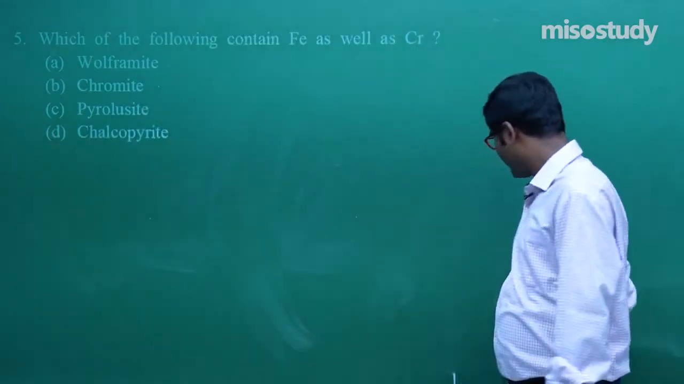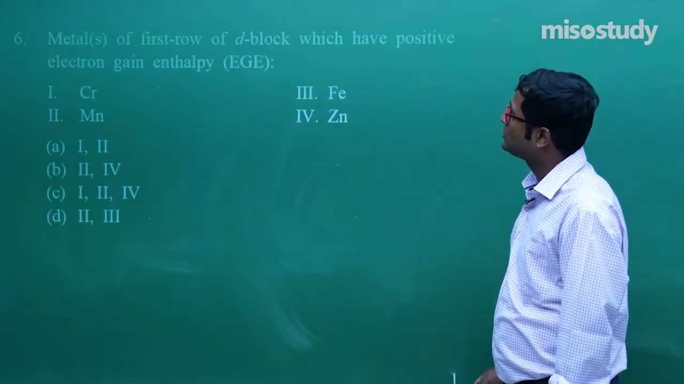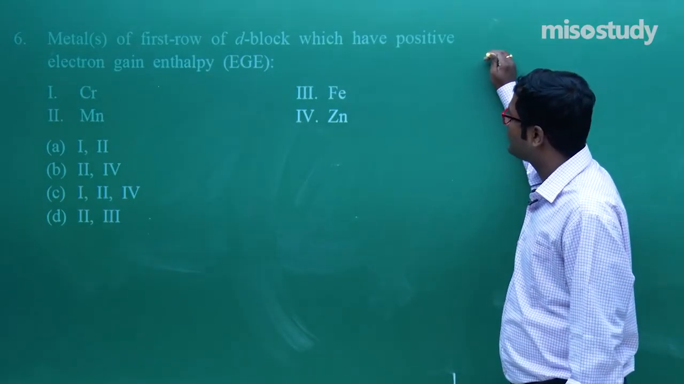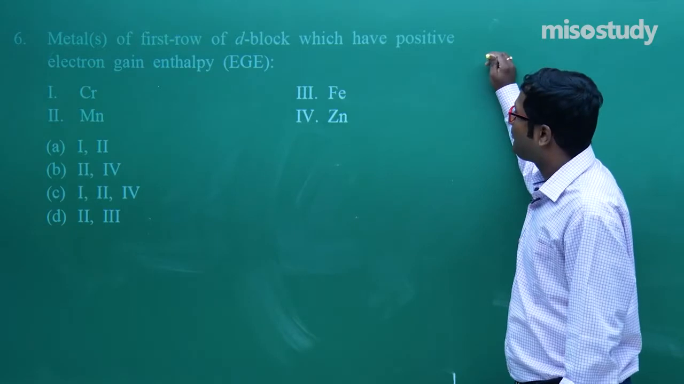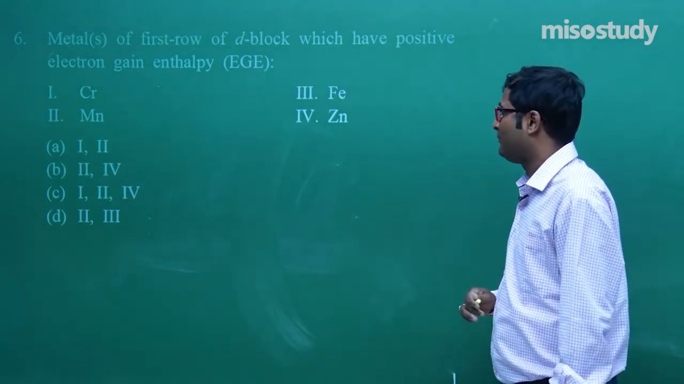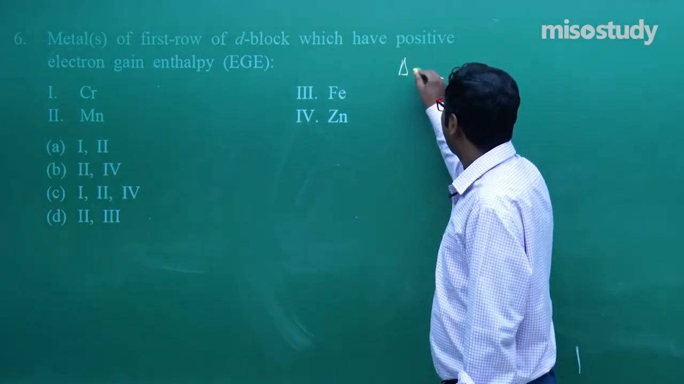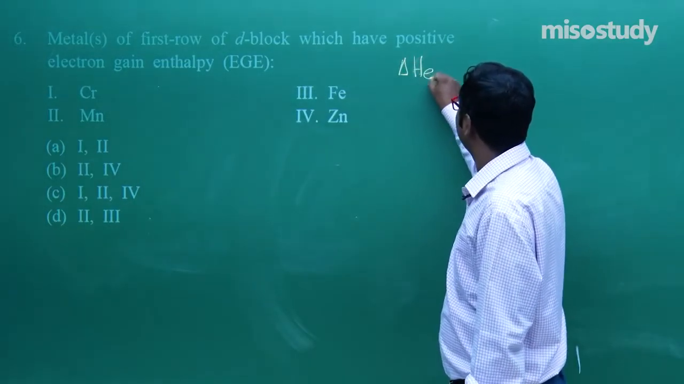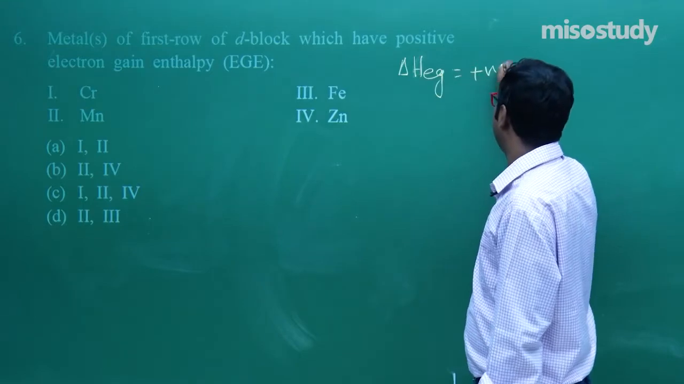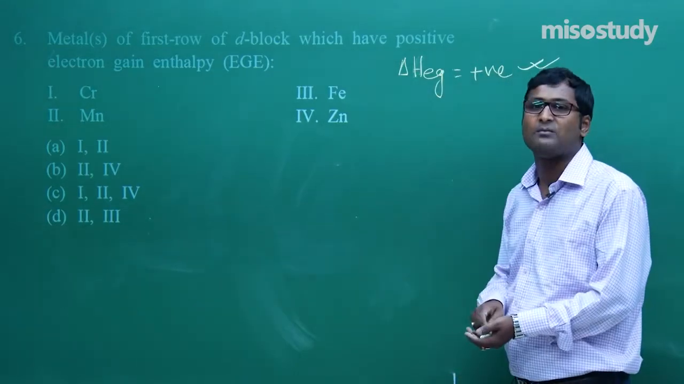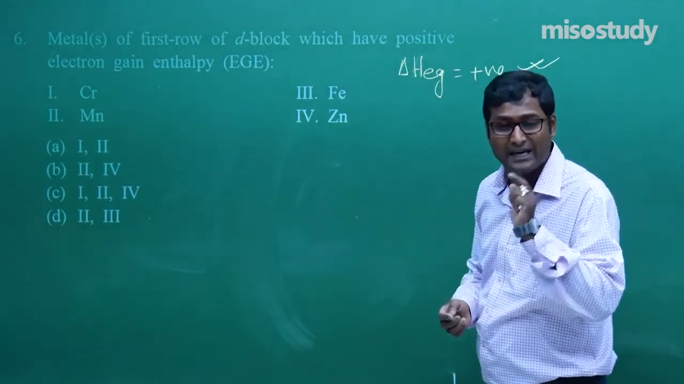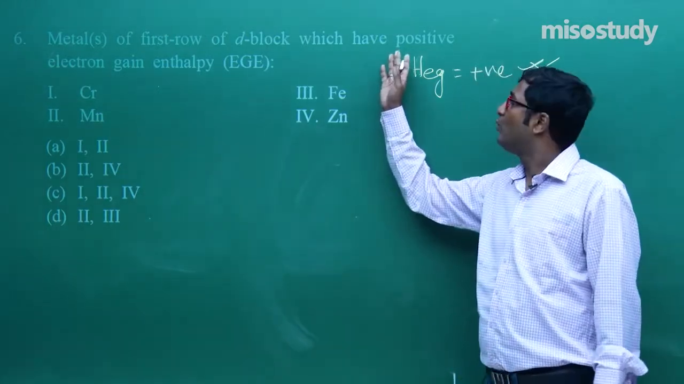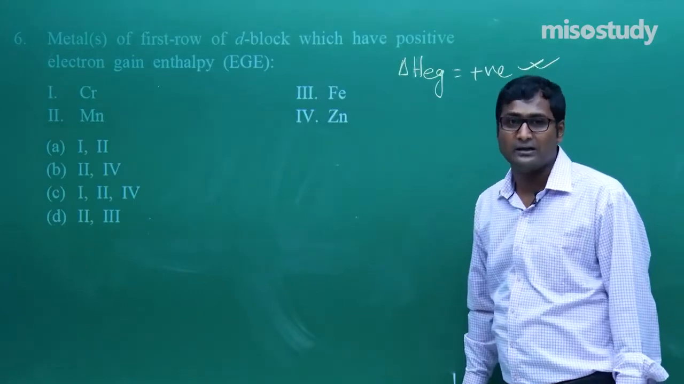What will happen in this case? Check it out. The next question is, look at, this is one of the best questions. Which metal of the first row of the d block has positive electron gain enthalpy, that is delta Eg, electron gain enthalpy, is positive. Generally, electron gain enthalpy comes negative because the process is exothermic. That is the general case. But according to the question here, which has positive electron gain enthalpy.